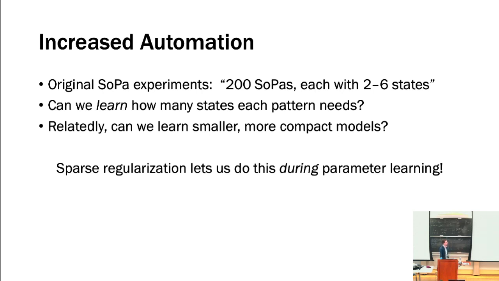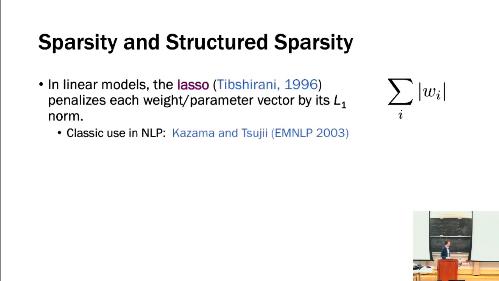And so there's a tool that we had back in the previous iteration of NLP called sparse regularization that would let us do this during learning. We don't have to actually search over architectures. We don't have to treat this as a hyperparameter. We can set this up as part of the learning objective and learn a model that's compact as we go. So I'll briefly review how that works.